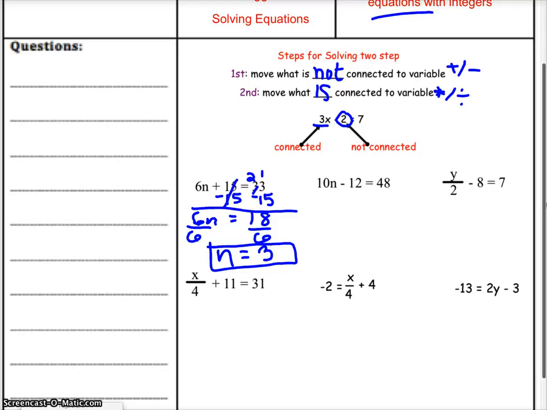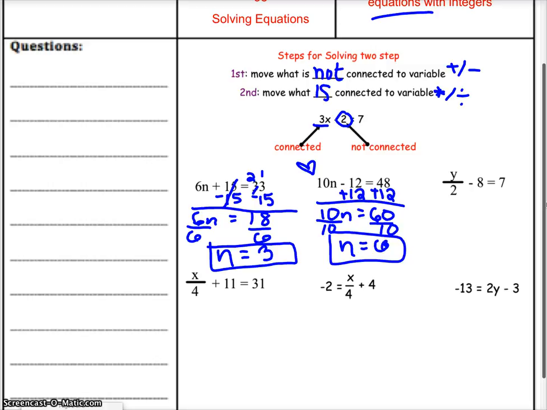So, what do I need to move first? The 10 or the 12 on this next one? 12, yep. What's not sticking to it? So this is minus 12. To get rid of minus, I add 12 to both sides, because algebra is equality. And I get 10n equals 60. And this is 10 times n. So to get rid of times, the inverse is to divide. N is 6.